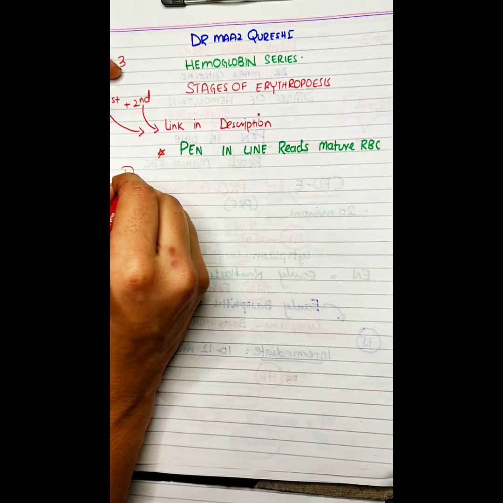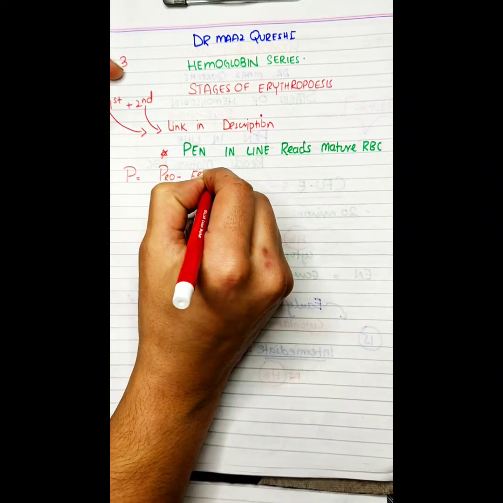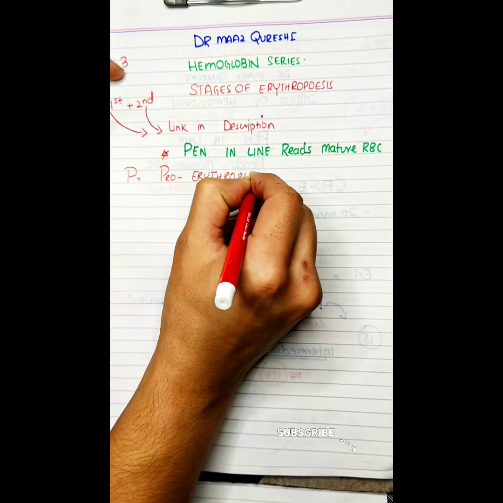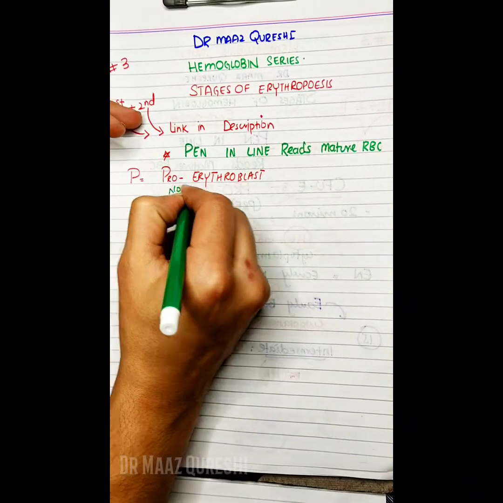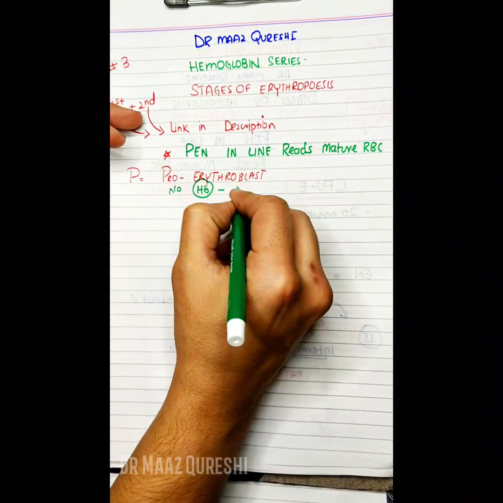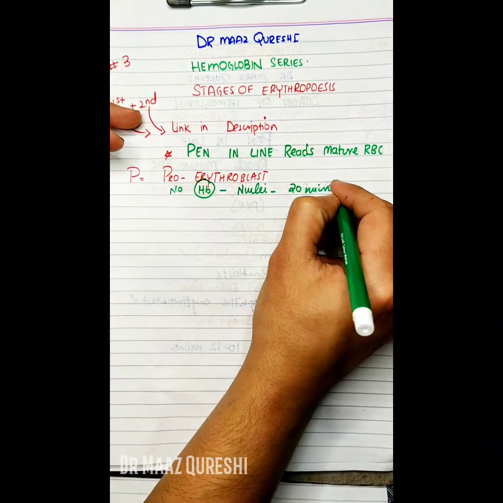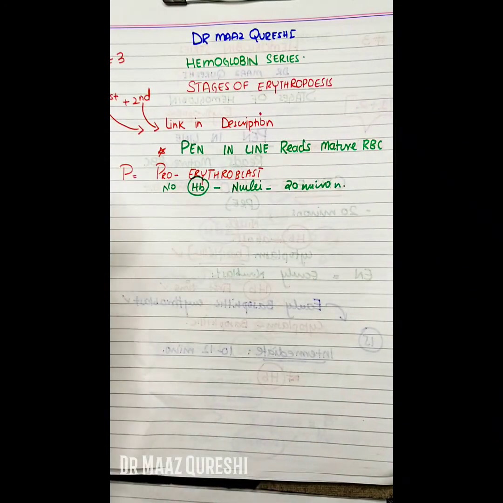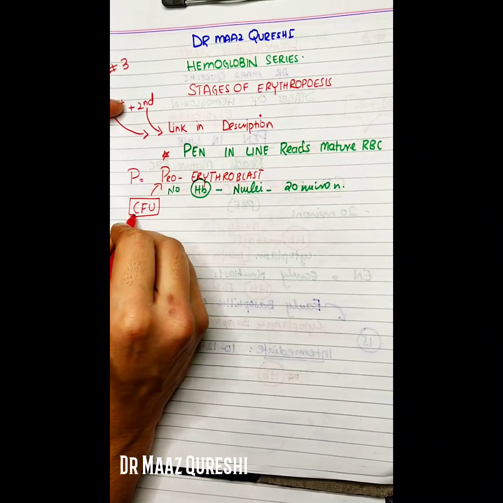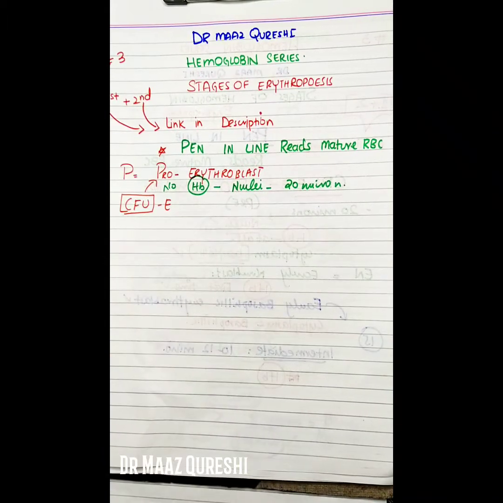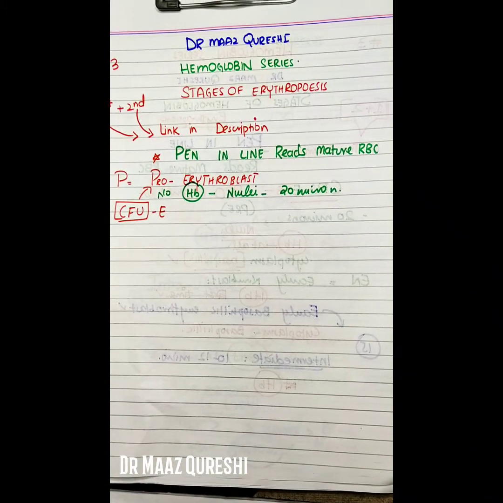Okay, so let's put it in our topic. So first is P. So for P, we have pro-erythroblast. So in pro-erythroblast, you won't see any hemoglobin. However, you will see nuclei and a big 20 micron cell. Now, where does it come from? It comes from your CFUE. What is CFU? It is colony forming unit erythrocyte.